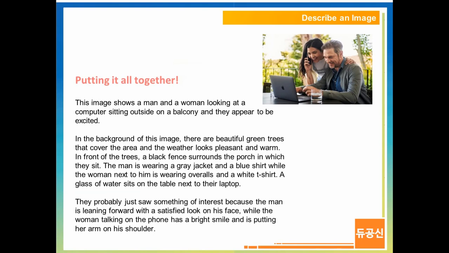In the background of this image, there are beautiful green trees that cover the area, and the weather looks pleasant and warm. In front of the trees, a black fence surrounds the porch in which they sit. The man is wearing a gray jacket and a blue shirt, while the woman next to him is wearing overalls and a white t-shirt. A glass of water sits on the table next to their laptop.